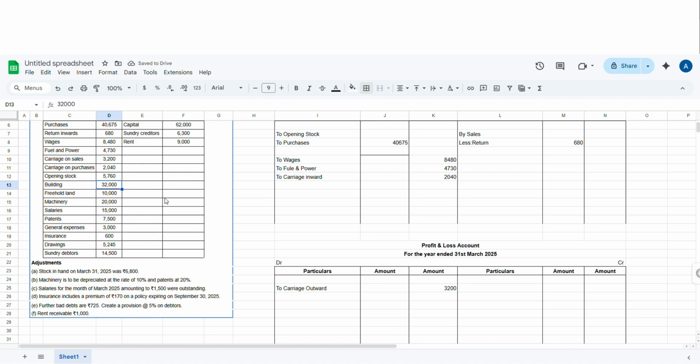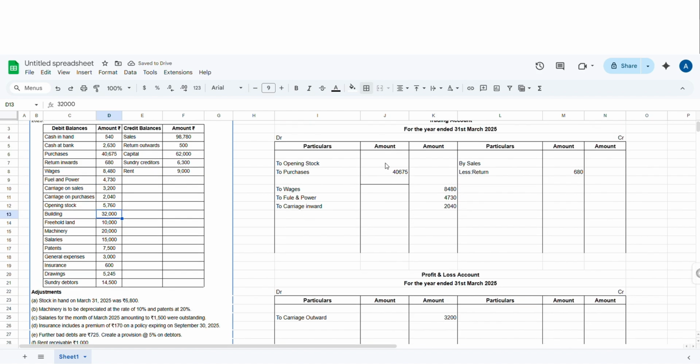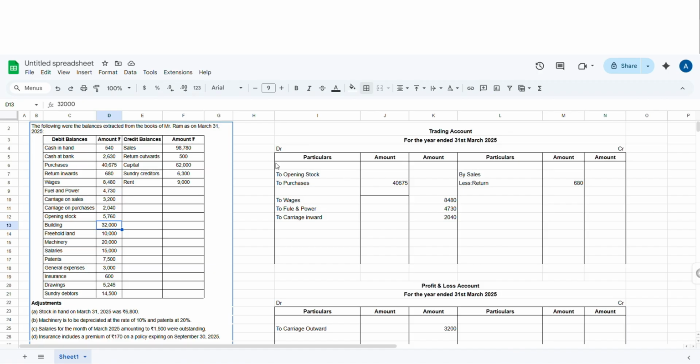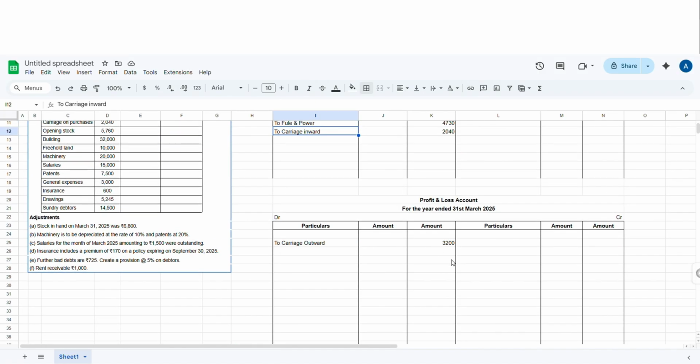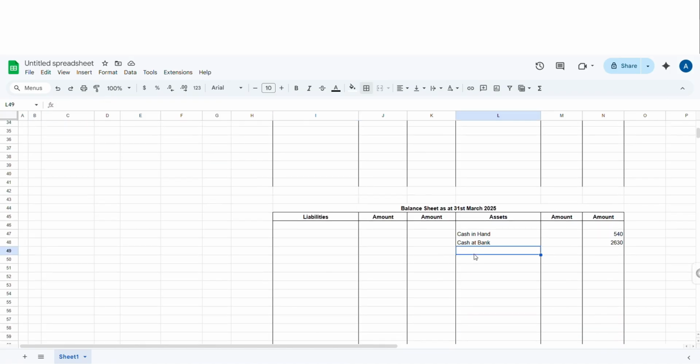Then we have opening stock 5,760. Opening stock is trading account debit side. Opening stock 5,760. Then we have building, that is 32,000. Building is an asset, so balance sheet on the asset side, building 32,000.